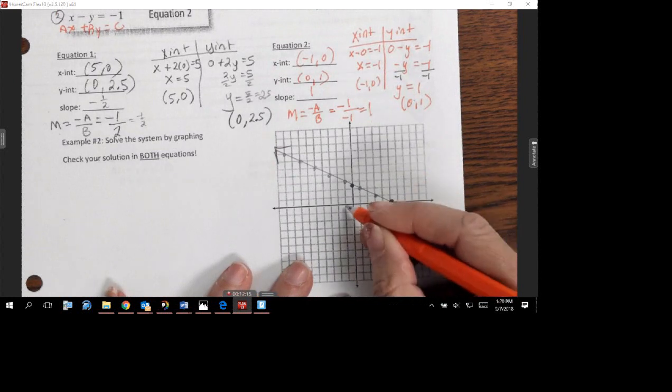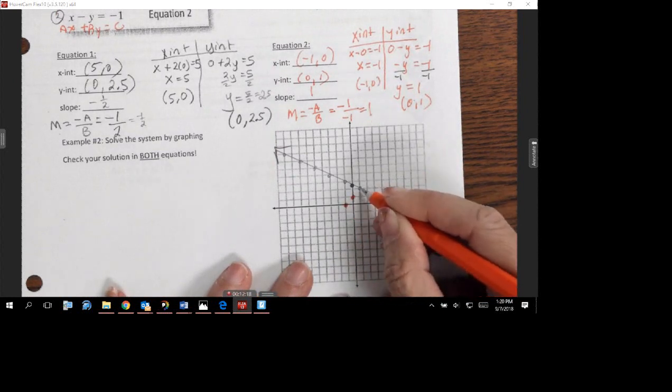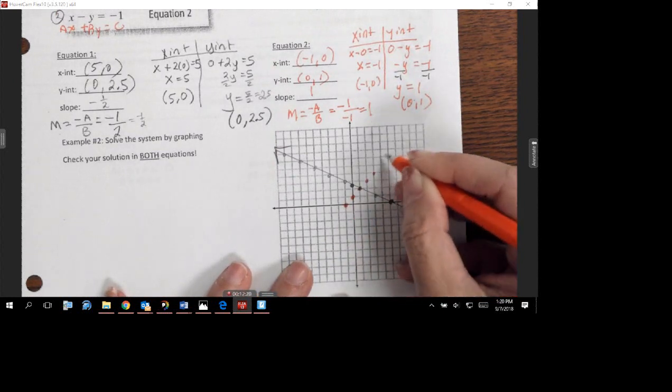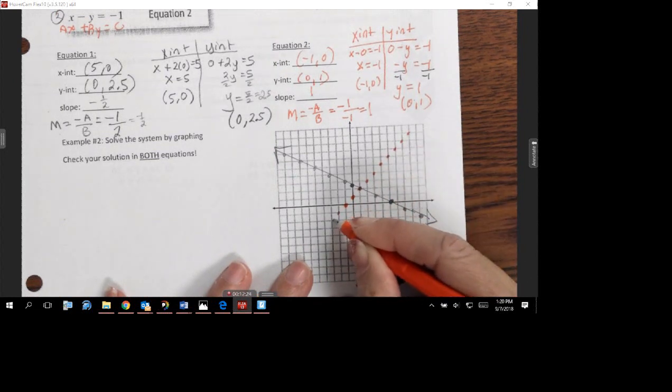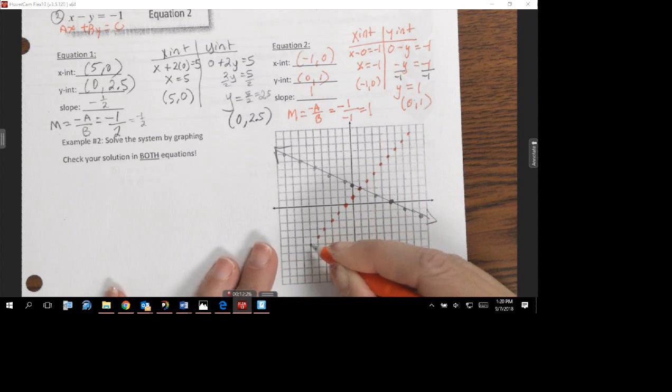I graph my x-intercept. I graph my y-intercept. Then I use my slope and keep graphing more before I use my straight edge to find the line.